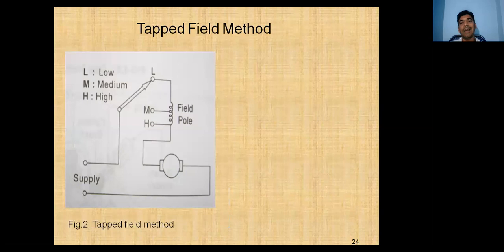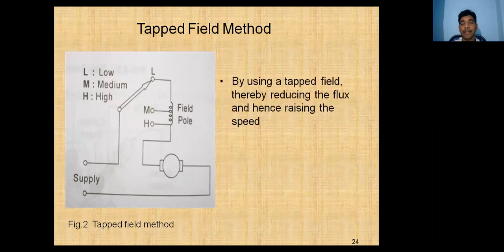Next method is the tapped field method. Here, this is the low, medium, high. Three tappings are there. This is the field board. By using a tapped field, thereby reducing the flux and hence raising the speed. For this purpose, either of the following arrangements may be used.